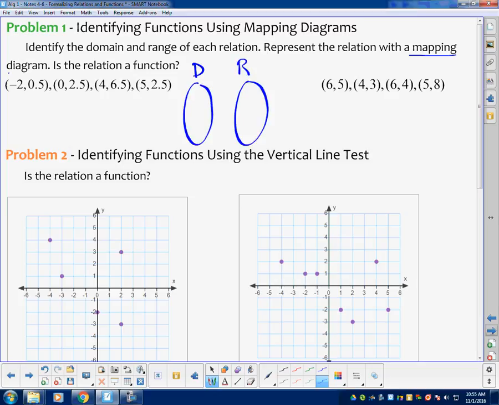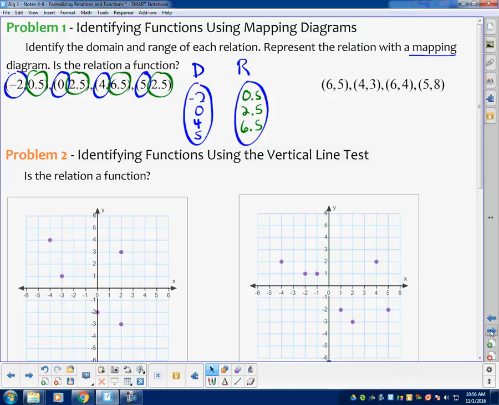We're going to list our domain in the first oval, and we're going to list it in order. So our domain are the x-coordinates. We're going to list them in order. So I'll circle the x-coordinates, or first coordinates, I should say. They're not necessarily x-coordinates. So we have -2, 0, 4, and 5. And then let's go ahead and identify the range. I have 2.5, 6.5, another 2.5, and 0.5. I only need to list each value once. So there's 0.5, there's 2.5, and there is 6.5. Notice I'm not listing the 2.5 twice.